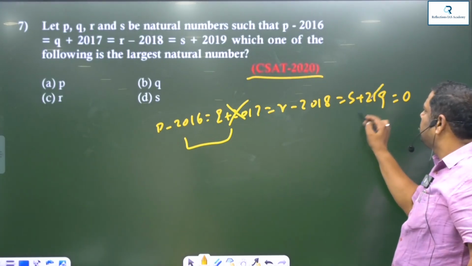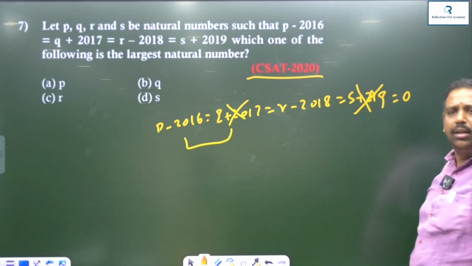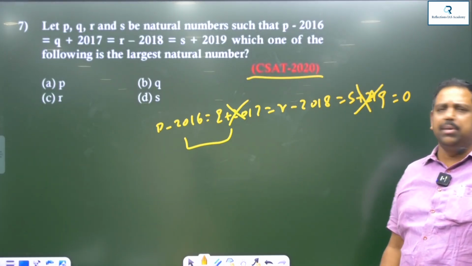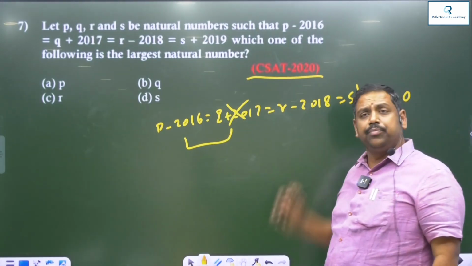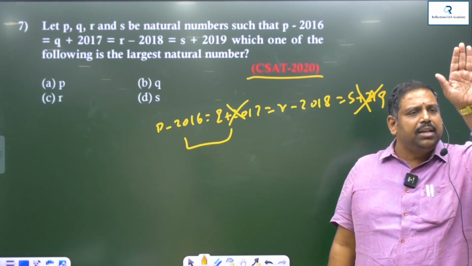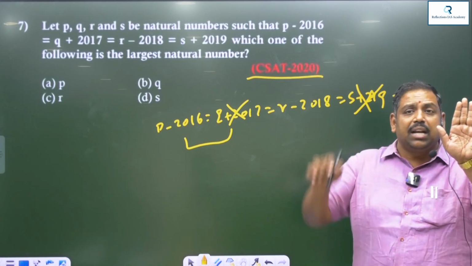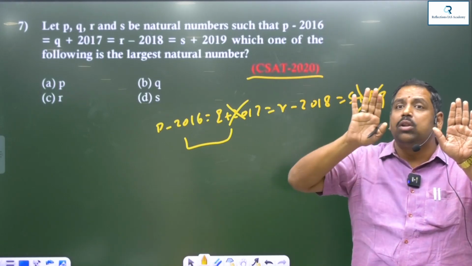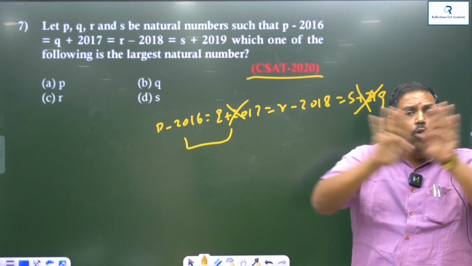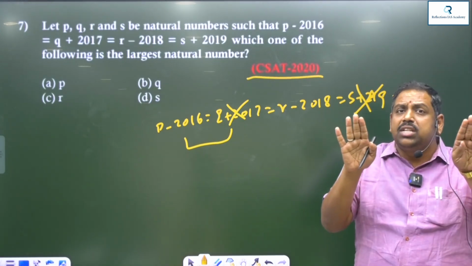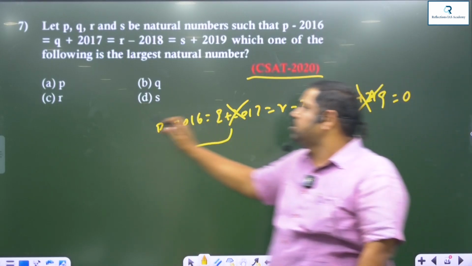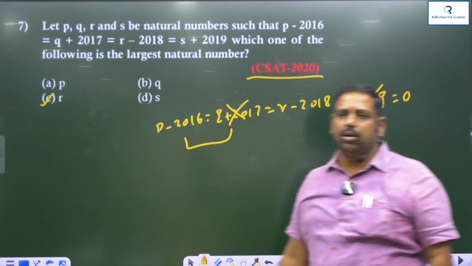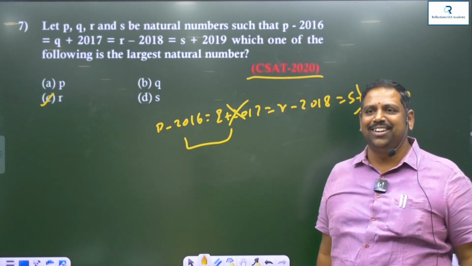Observe similarly, this is also after adding only, right? 2019. Okay. That means that in these two only the greatest number will be. Now both were reduced. The first one is reduced by 2016. But the second one is reduced by 2018, means more than that. Yes or no? Now both are equal. Means originally which is greater, P or R? That's why. So R is the greatest.